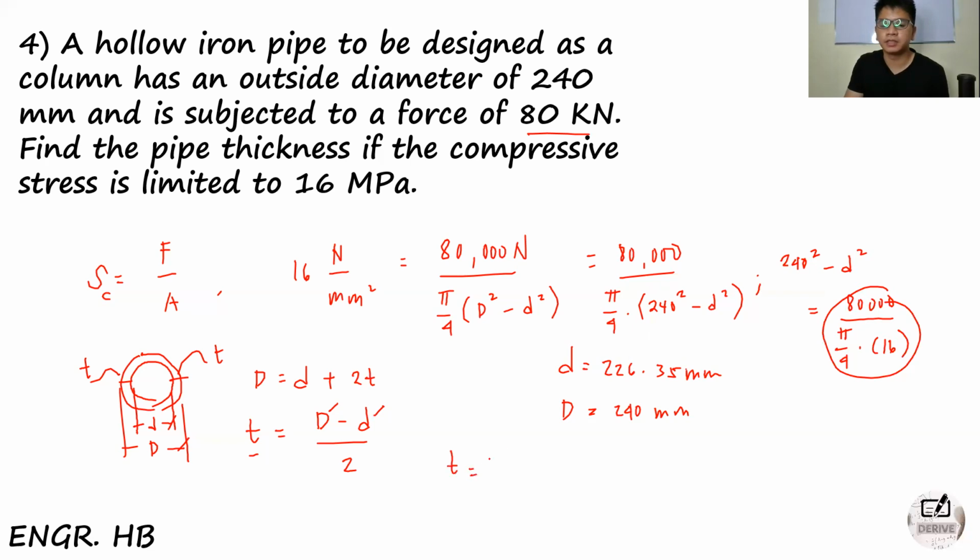So that will do for the thickness: 240 minus 226.35, all divided by 2. And we get 6.8 mm.